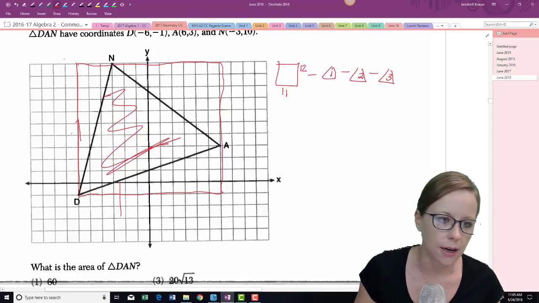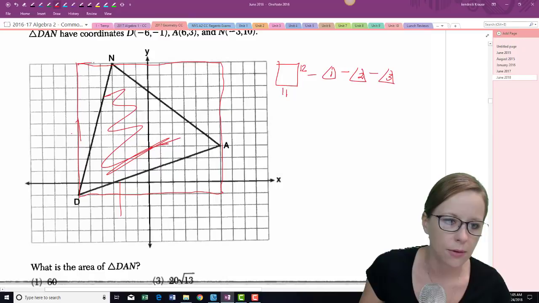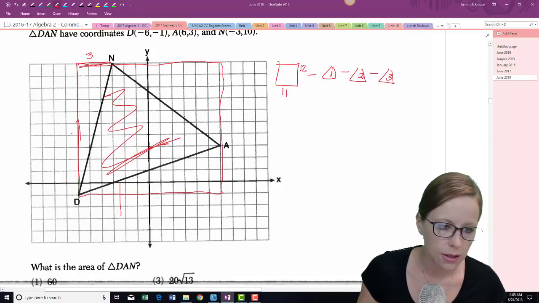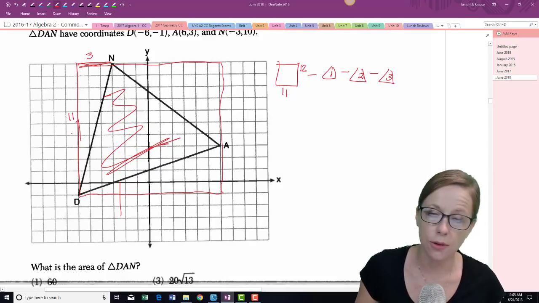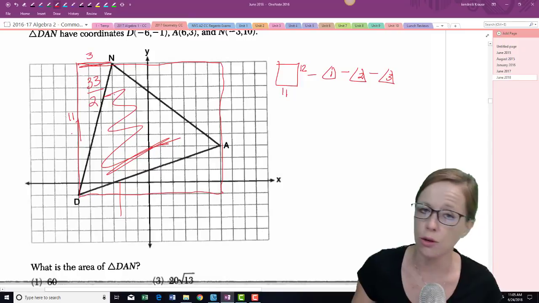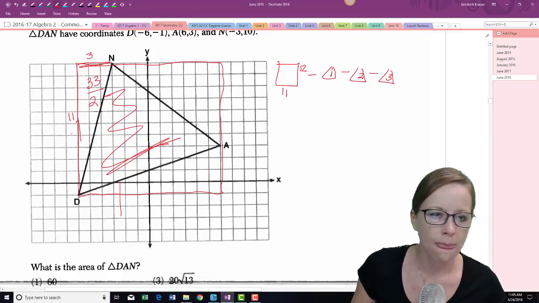Now, our first triangle here has a base of 3 and a height of, what was that, 1, 2, 3, 4, 5, 6, 7, 8, 9, 10, 11. A height of 11. So that's 33, right, divided by 2. Triangle 1 is 33 divided by 2. Notice I'm not rounding anything yet.